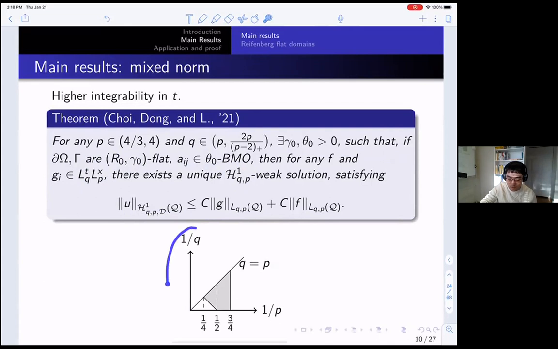The following is a graph for the range of q. Basically it says that when p is less than two, there is no restriction on q, for any q between p and infinity. When p is greater than two, for this range, we have some restriction on q, but there is still some higher integrability in the t direction, because we can take some q greater than p. This is the mixed norm estimate. Are there any questions so far about the result?